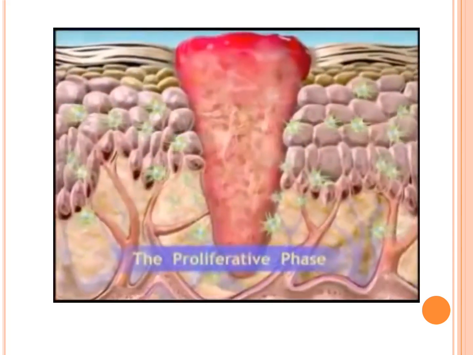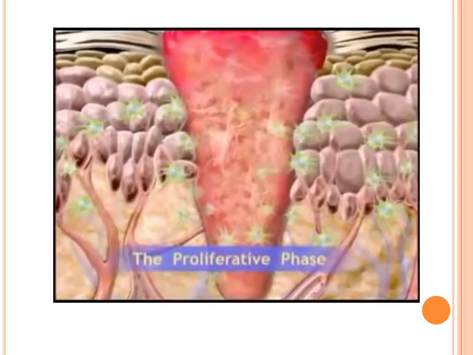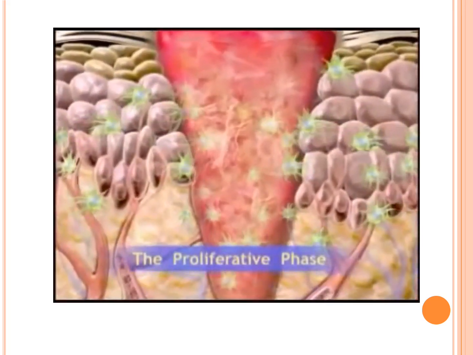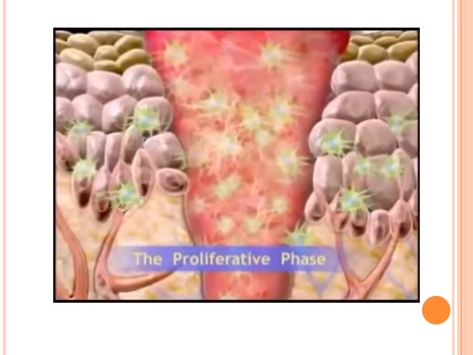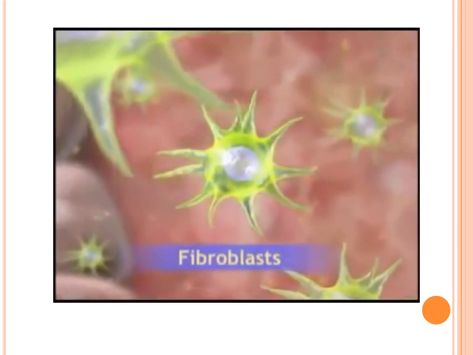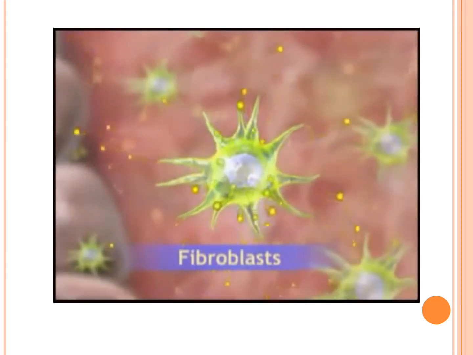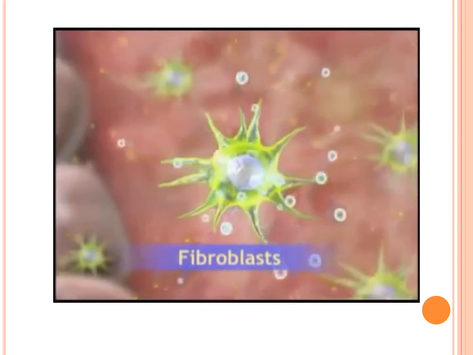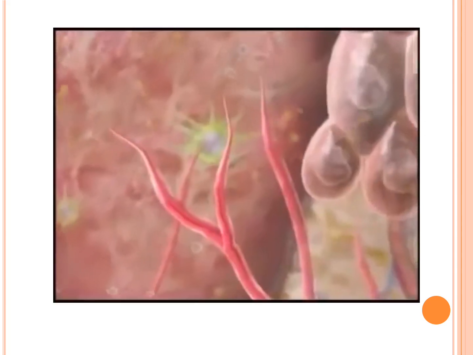The arrival of fibroblasts marks the beginning of the second phase of wound healing, the proliferative phase. During the proliferative phase, the focus moves to the building of new tissue to fill the wound space. Fibroblasts are connective tissue cells that synthesize and secrete collagen. They also secrete growth factors that induce the growth of blood vessels through a process called angiogenesis, while promoting endothelial cell proliferation and migration.